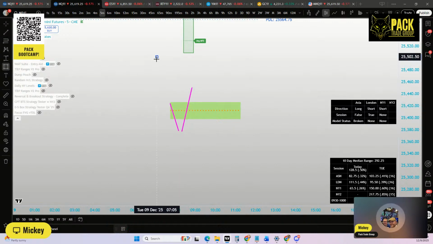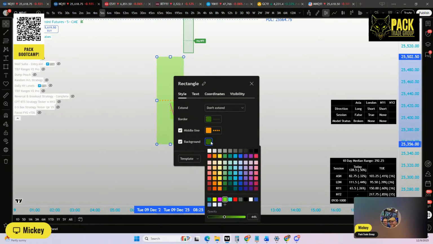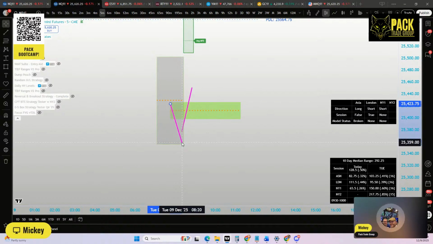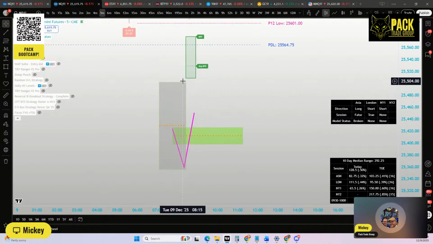Step 2, this is going to represent the 9 o'clock hour, right? Step 2, can we get above 9 o'clock's 50%? Step 3, can 10 o'clock take out 9 o'clock low? And step 4, make an inside high, inside low for the 10 o'clock hour. Now that's just to make sure that we're not fighting momentum, right?